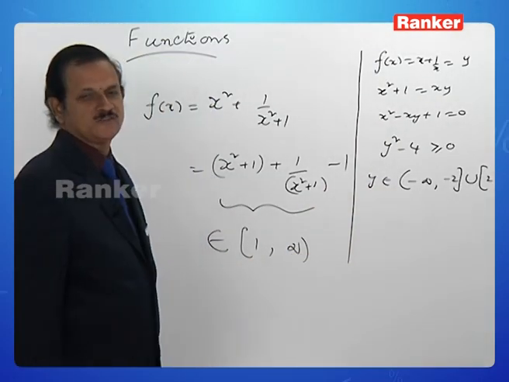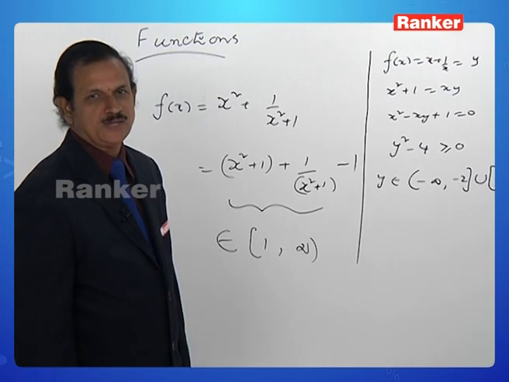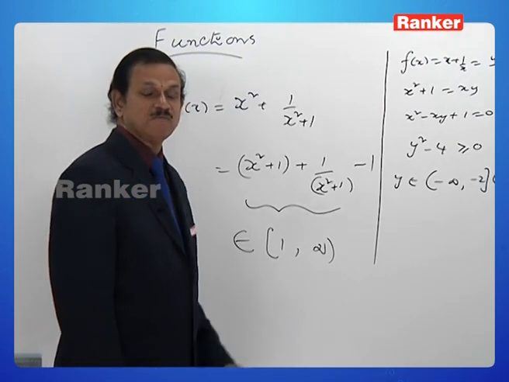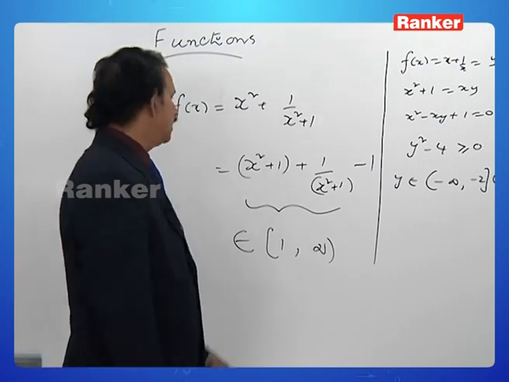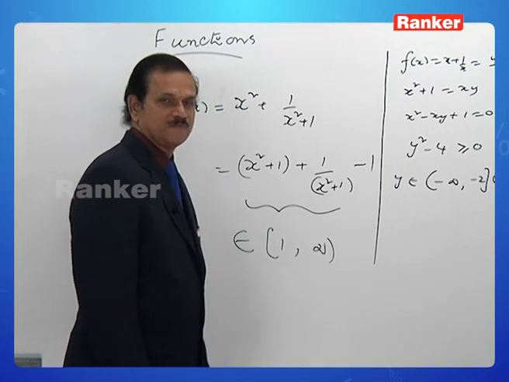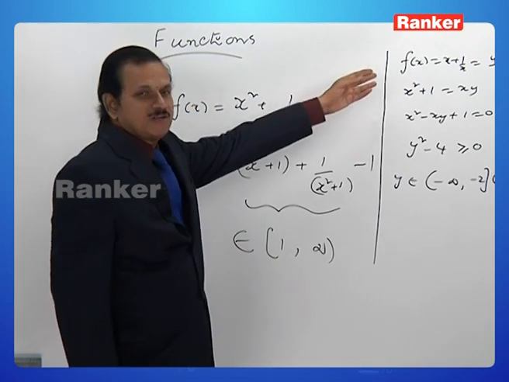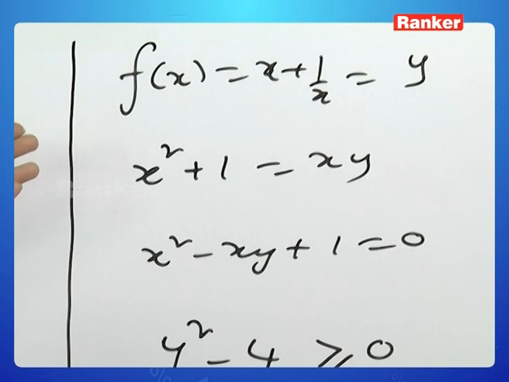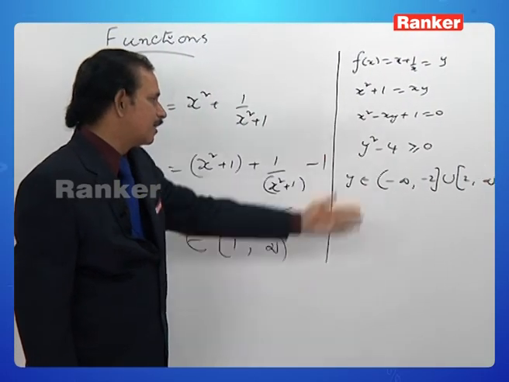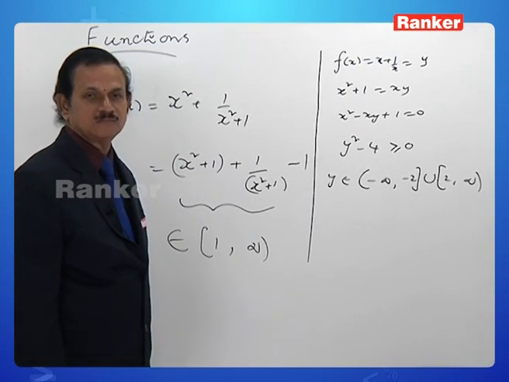What is the range of this function? Closed interval 1 to infinity. Let us now notice the important thing that we must recollect: it lies in the closed interval 1 to infinity. An expression of the form x plus 1 by x, a plus 1 by a, k plus 1 by k always lies in a particular union of intervals.